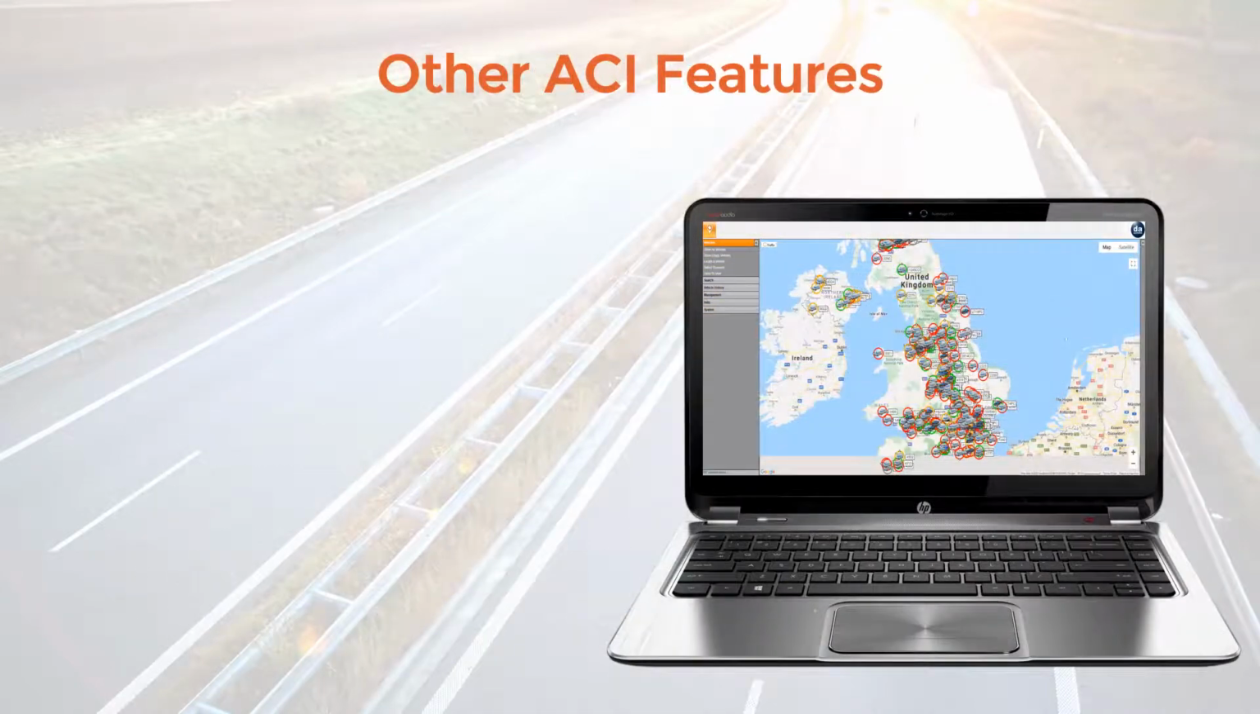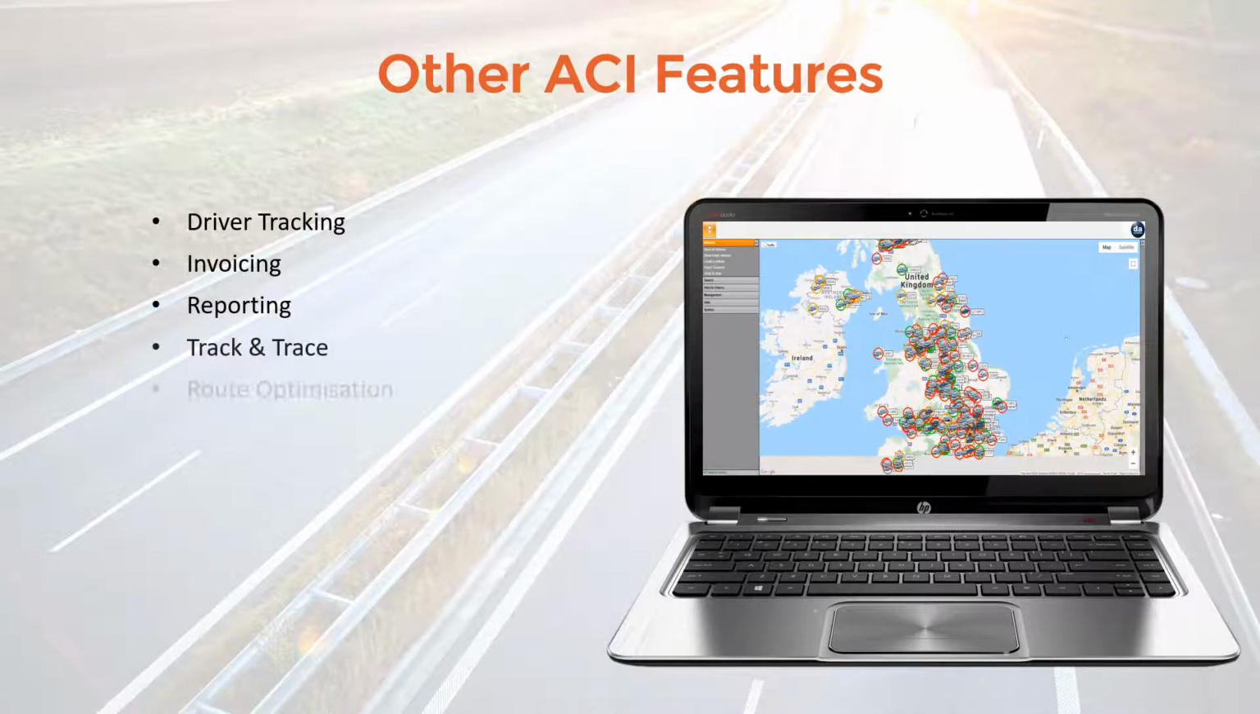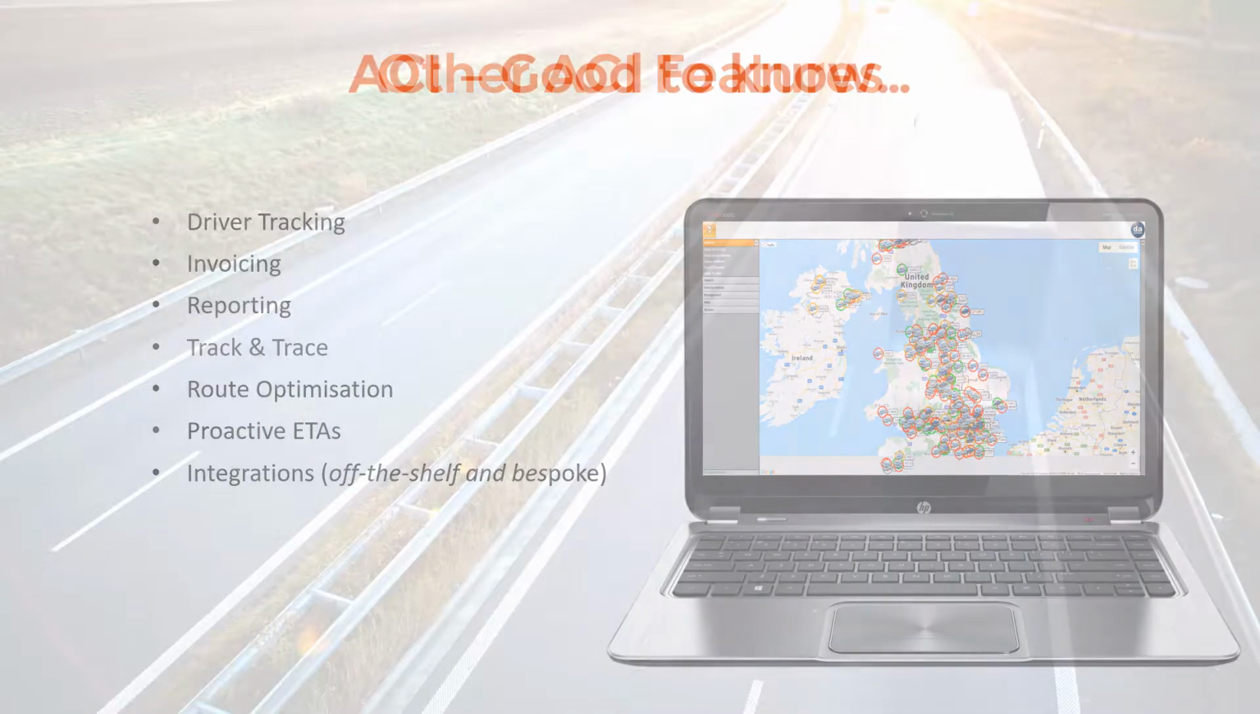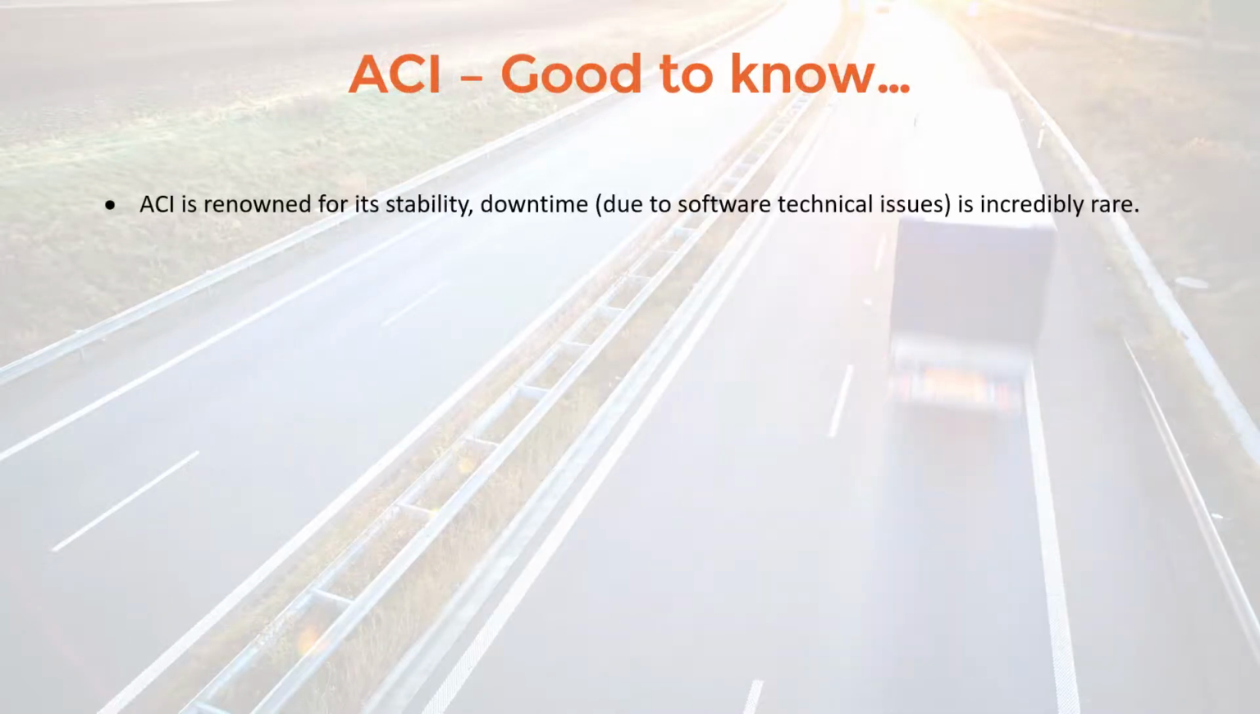We've seen a few features in this video, but ACI has many other features including driver tracking, a screen of which you can see on the right. There's also invoicing, in-depth reporting, track and trace, route optimization, proactive ETAs, and many types of integrations, including off-the-shelf and bespoke. It's good for you to know that ACI is renowned for its stability.